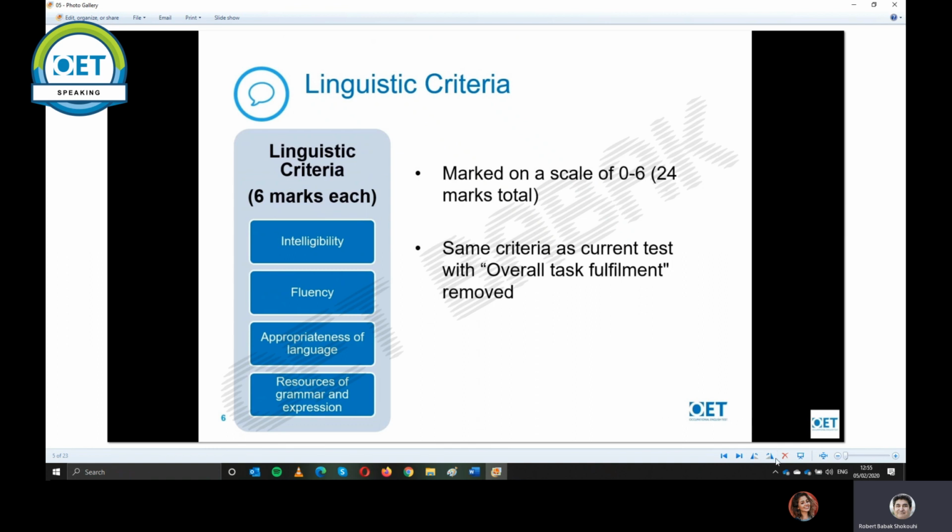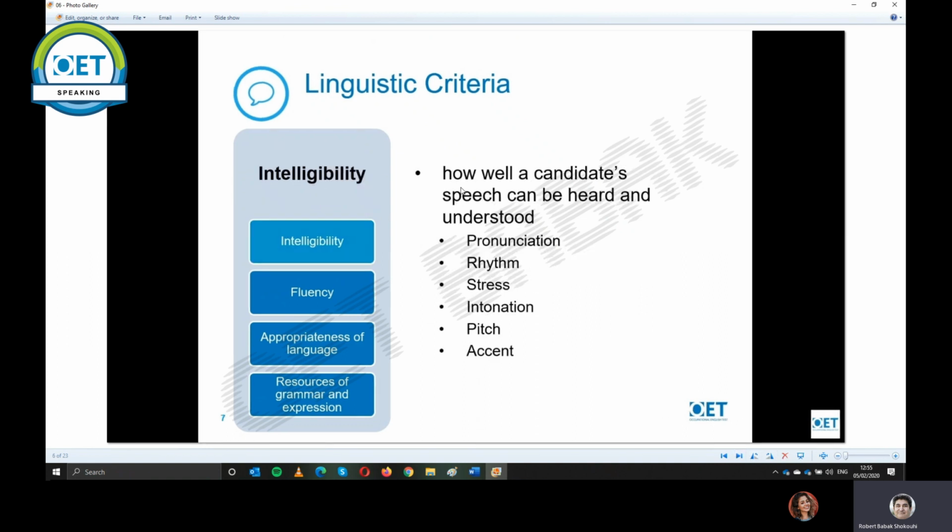Intelligibility, which is how well a candidate's speech can be heard and understood. So that is pronunciation, rhythm, stress, intonation, pitch, and accent. What are these? Pronunciation, you know. What is rhythm? I know, the rhythm of speech means how fast or how slow you speak. If someone speaks too quickly or if somebody speaks too slowly.